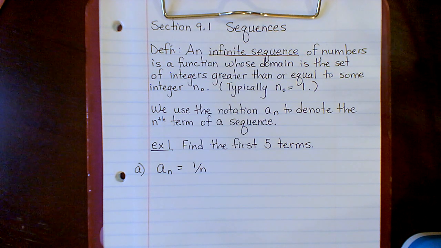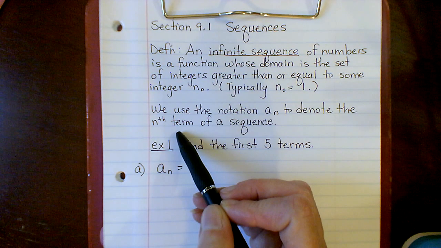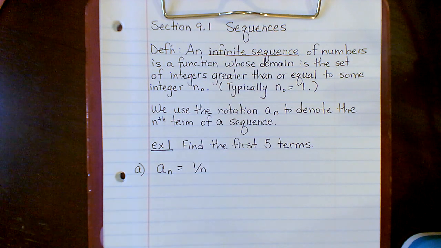There are special occasions when we don't start at 1, but for the sequences we're going to be talking about, most of them are just going to start at 1. We use the notation of a sub n to denote the nth term of a sequence. It's a way of writing the formula that describes the terms of a sequence. So let's just dive right into it and find the first 5 terms.